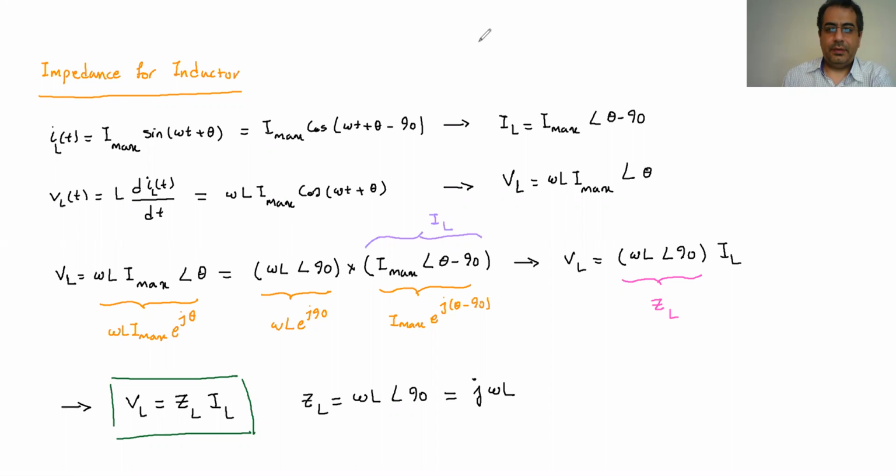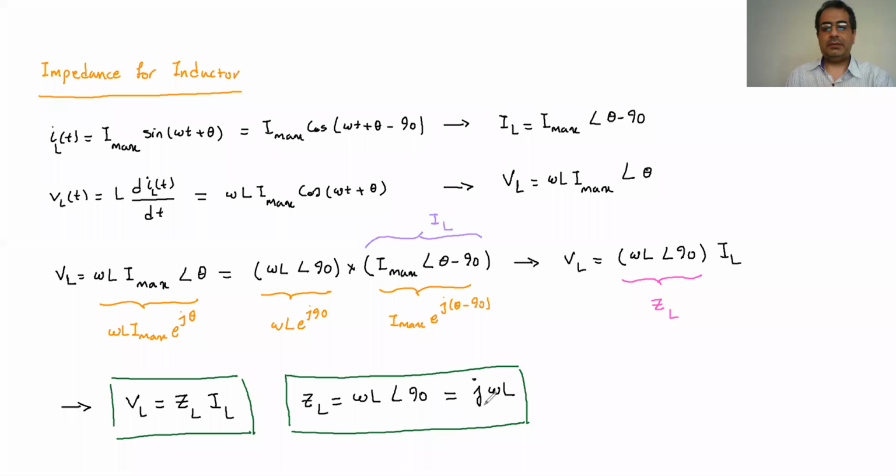So this is also the impedance for the inductor. If I have only an inductor in the AC circuit, the voltage and the current are related together through that impedance, and the magnitude of that impedance is just j omega L in the calculation.